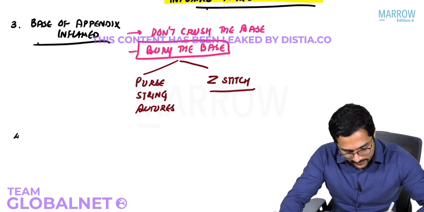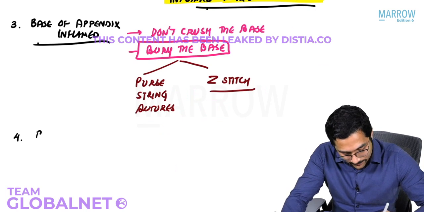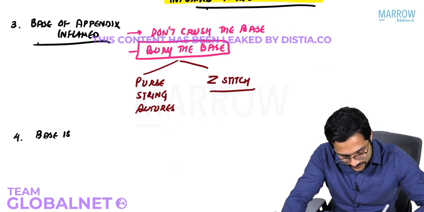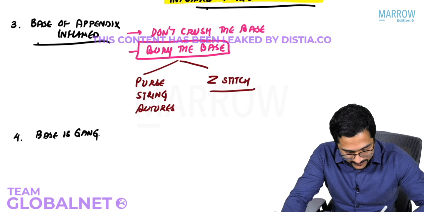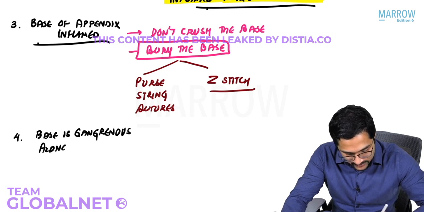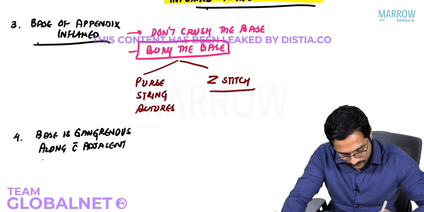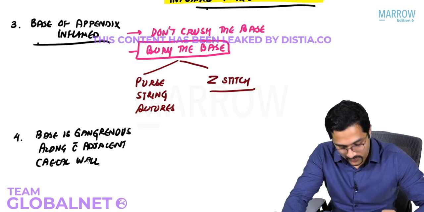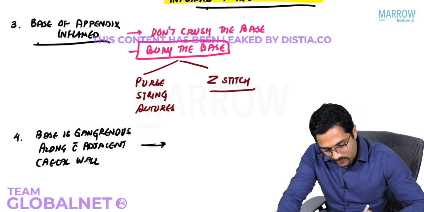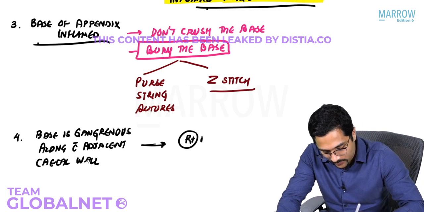The fourth and final scenario which you should know is that the base is gangrenous. The base of the appendix is gangrenous along with the adjacent cecal wall. In this situation, we have to carry out a right hemicolectomy for these patients.